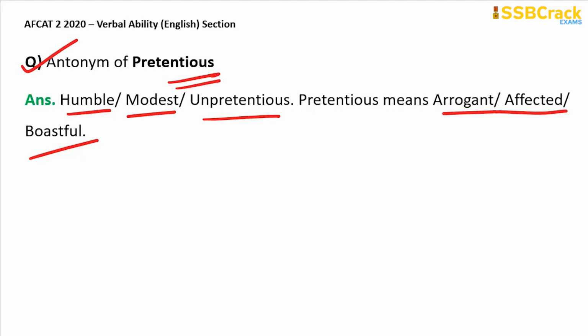So I hope that you have got the answers for all the questions that I have taken up from the students' comments on our social media platform. If you think that I have missed any question, then you can comment on those questions in the comment box below, and I will come back with a session explaining to you the answers and the solutions for those questions.